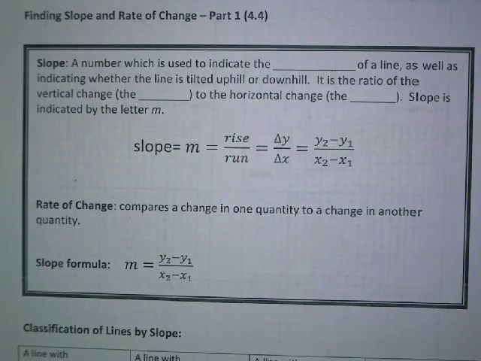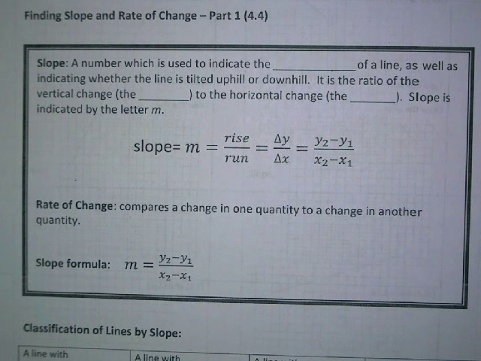All right, so slope and rate of change. How do you erase it? If you click up here, see that? Like that. Okay, colors, whatever you want up there.